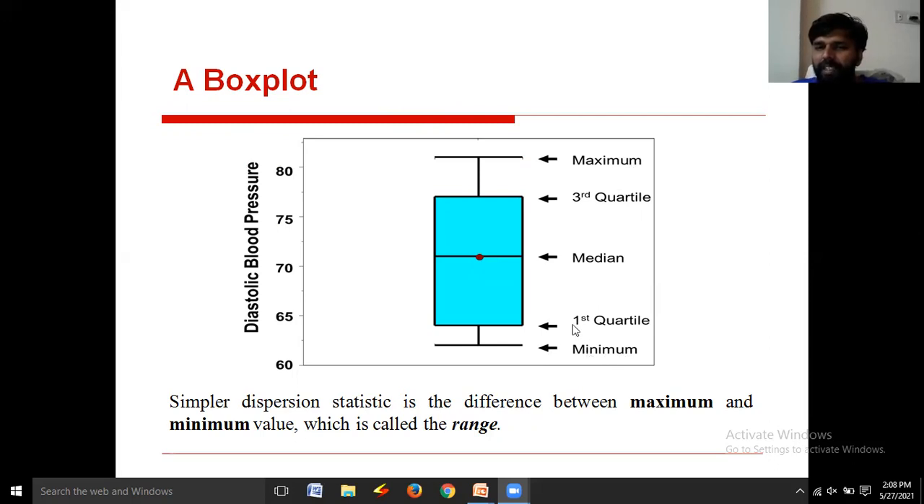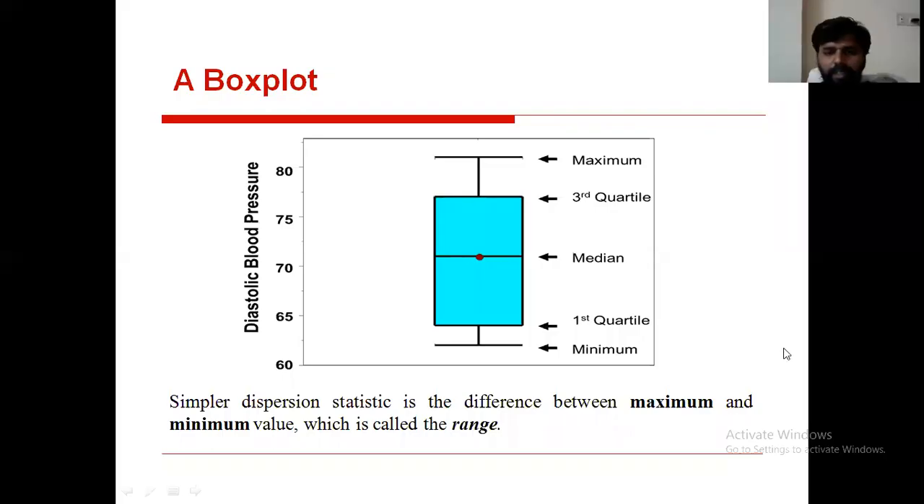If you represent the same by using percentile, minimum is what? 0th percentile. First quartile is what? 25th percentile. Median is what? 50th percentile. Third quartile is what? 75th percentile. Maximum is what? 100th percentile. The difference between maximum and minimum value is called range.